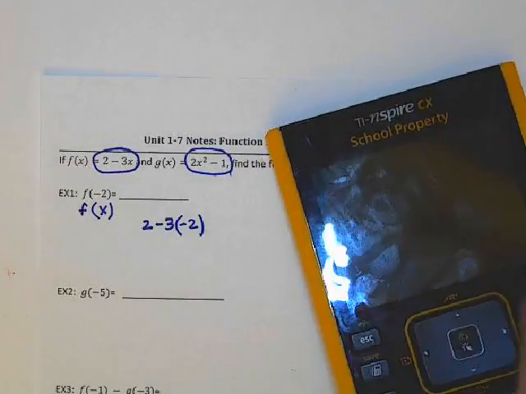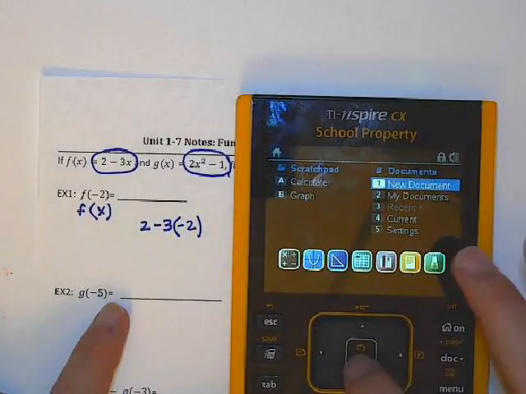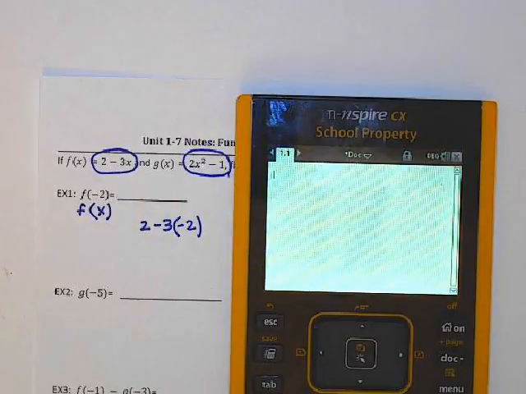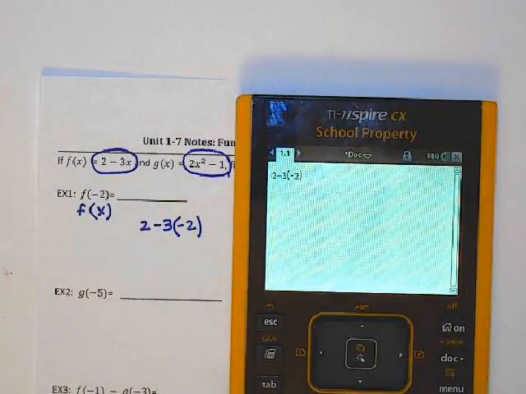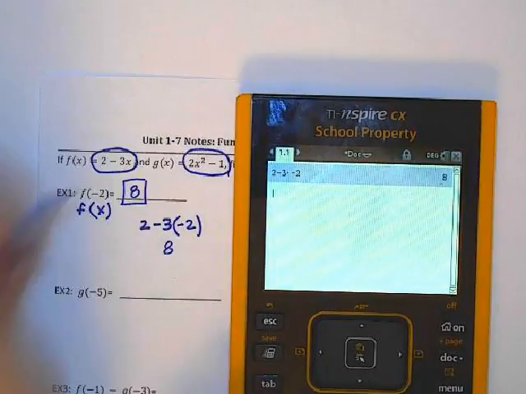Okay, turn your calculators on. We're going to plug this in. Everybody's got to get a calculator. So we're going to go to a calculator. I'm going to plug in 2 minus 3, parentheses, negative 2. I hit enter, and we get 8. So my answer is 8.